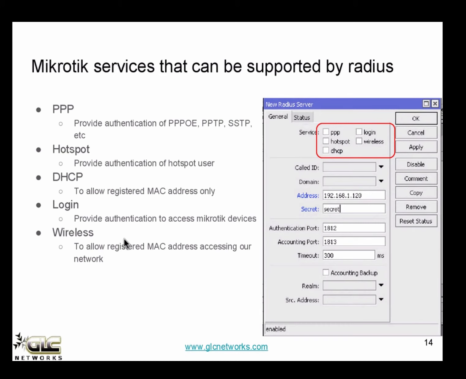The next is wireless. Some people are asking me, what's the difference between hotspot and wireless? They are different. Hotspot means hotspot service, and a hotspot can be implemented in a wired or wireless network. Wireless means like an access list, so only certain MAC addresses of CPE or wireless stations can get into the network.